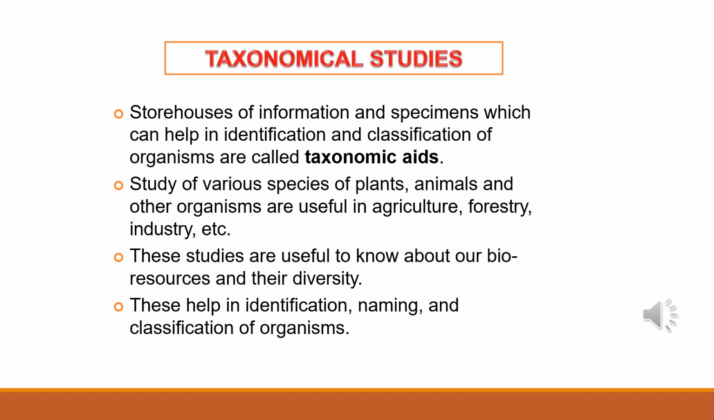Storehouse of information and specimens which can help in identification and classification of organisms are called taxonomical aids. The important taxonomical aids are botanical gardens, herbarium, museums, zoological parks, etc.